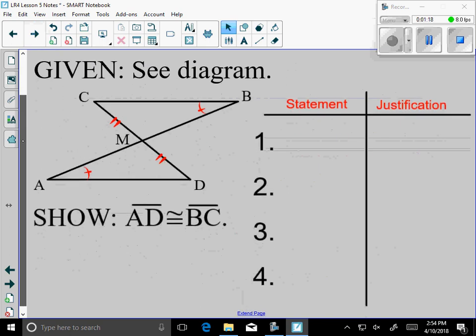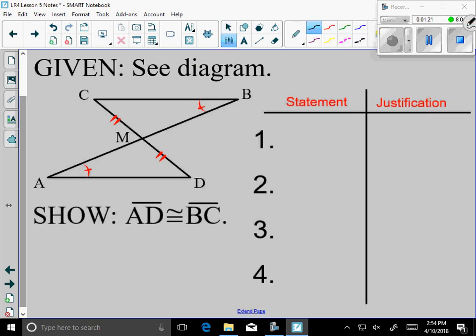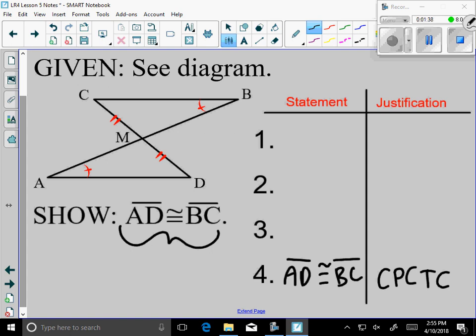So let's look at the first example here. How I know right away that this proof is going to be a CPCTC type proof is that the show statement is about parts. If parts are congruent, I know I'm going to get there using CPCTC. That tells me that I'm going to say that triangle BMC is congruent to triangle AMD. I don't know my congruence justification yet, but I'm going to get there in just a moment.